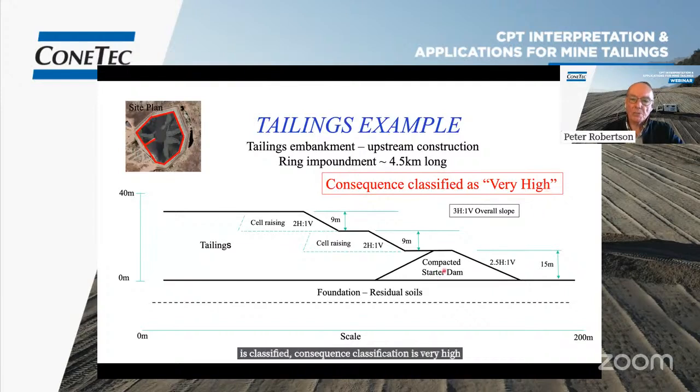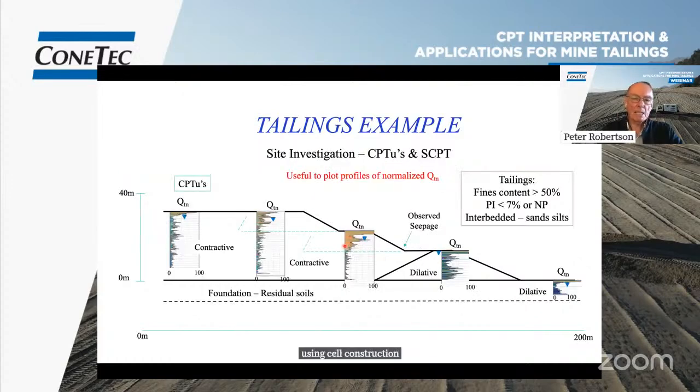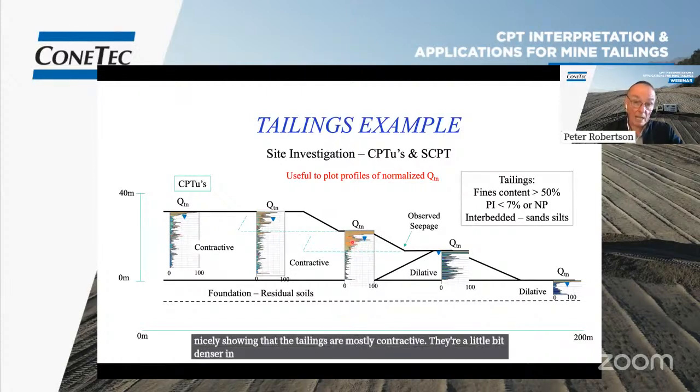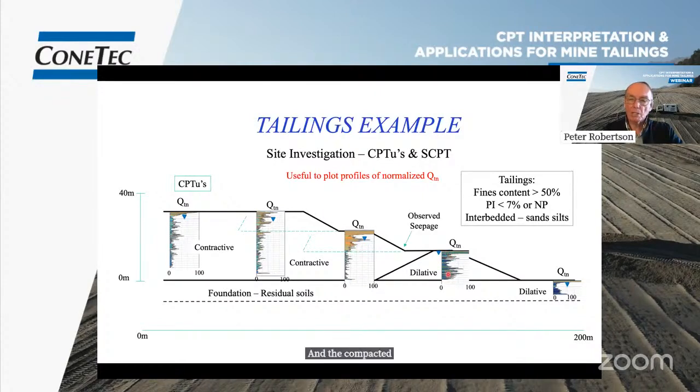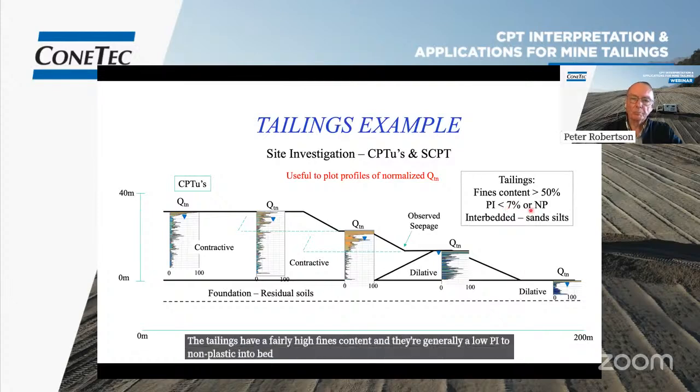So you've got a compacted starter dam over residual soils, and it was upstream constructed using cell construction, and they did CPTs. So here's the normalized CPTs, nicely showing that the tailings are mostly contractive. They're a little bit denser in the sand shells, and they're sandier. And the compacted starter dam, compacted residual soils, are dilative. The tailings have a fairly high fines content, and they're generally a low PI to non-plastic, interbedded sands and silts.